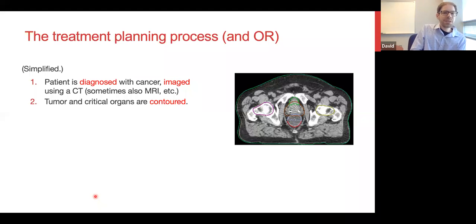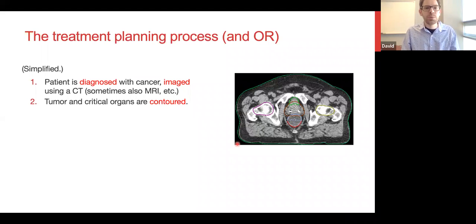So here's a simplified, quick overview of the treatment planning process and how optimization plays a part in just about every step. So the patient first has to be diagnosed with cancer, and then they are imaged using at least a CT scan. This is what you can see here on the right. So this is like a three-dimensional X-ray scan. Here you can just see one cross-section. Sometimes other imaging modalities are also used, MRI, etc.